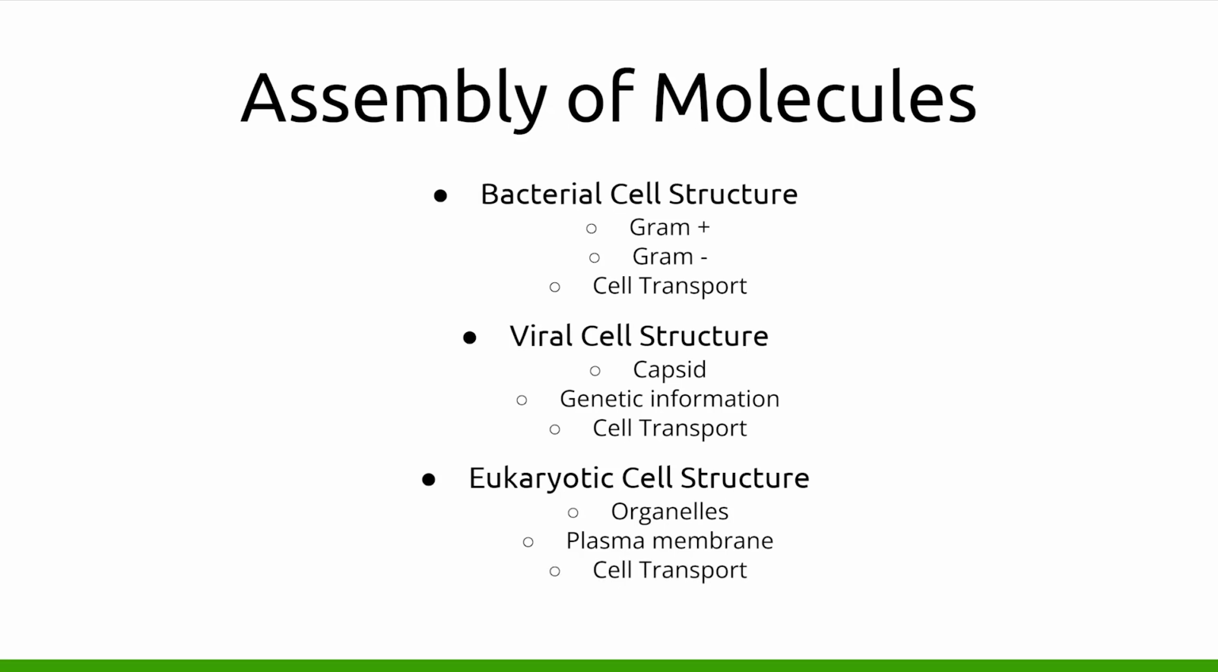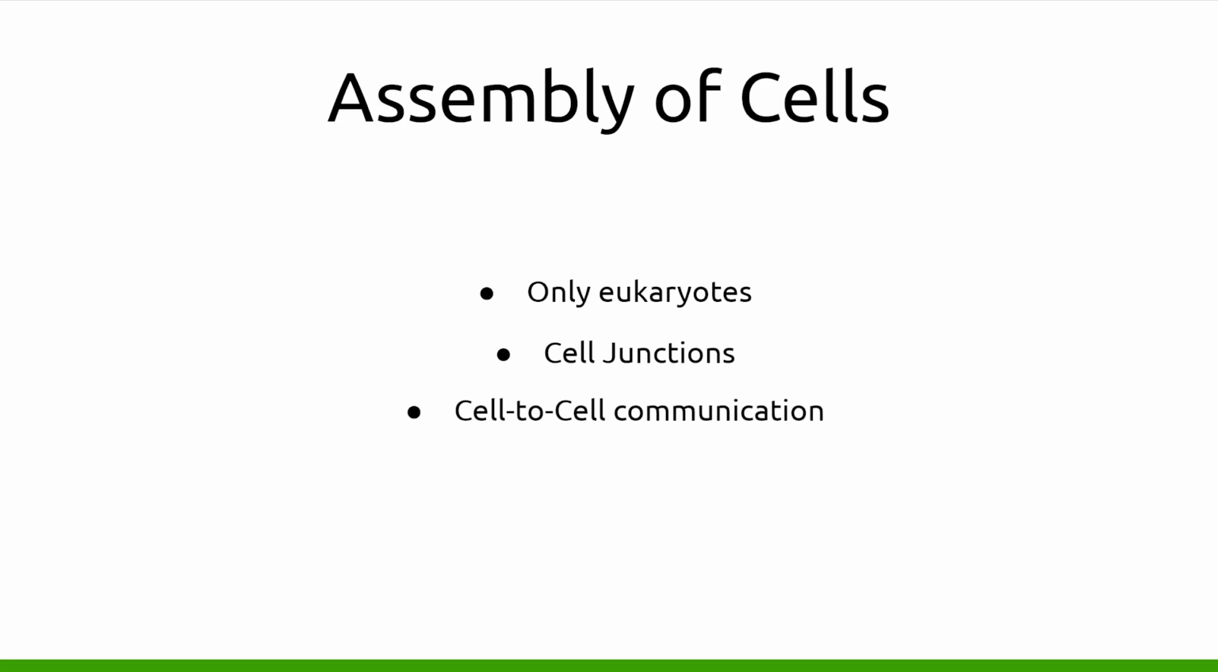And we're also talking about cell transport. So how does cell transport happen within a eukaryotic cell? Then assembly of cells, multicellular organisms. So just talking eukaryotes here, we're going to be talking about cell junctions, cell-to-cell communication, and cell transport between two different cells. So if we've got one cell set up to make something for another cell, how does that cell transport it to another cell? And then we've got assemblies of groups of cells.